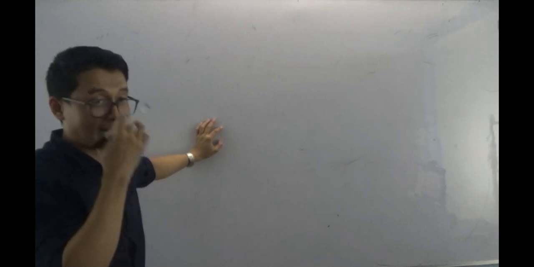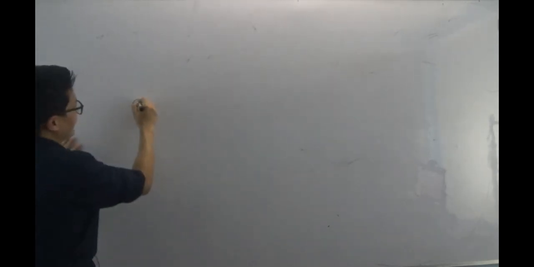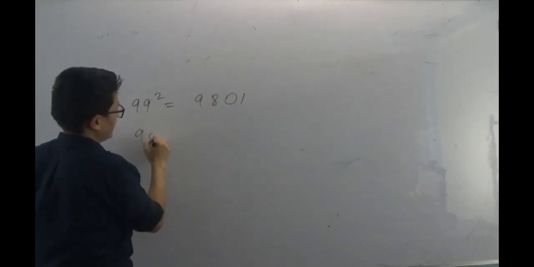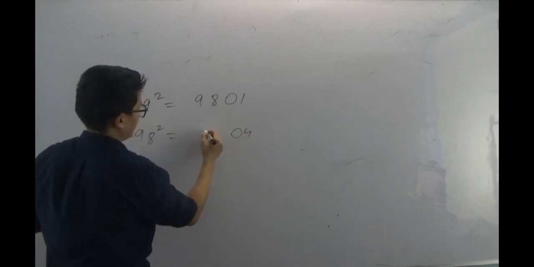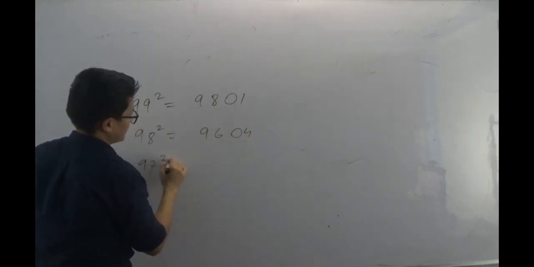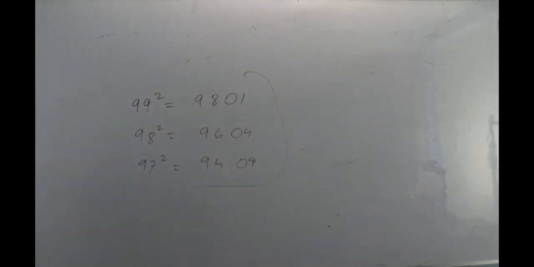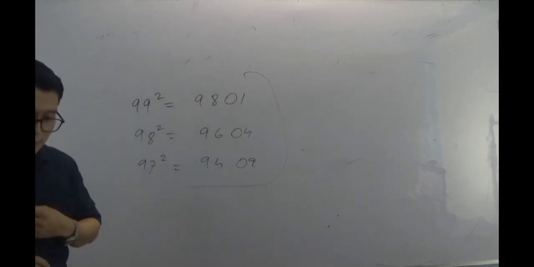Square of 100... square root, cube root. Check: 99 square is 0 1, 60 on 98; 98 square is 0 4, 98 minus 2 is 96; 97 square is 0 9, 94.